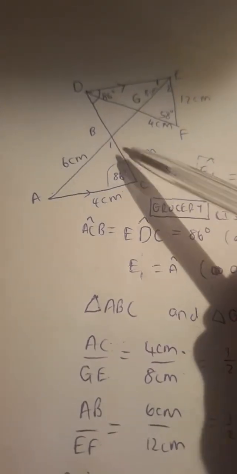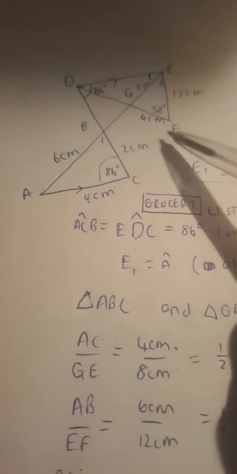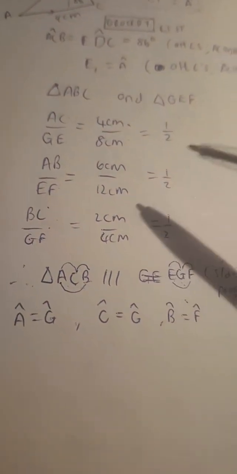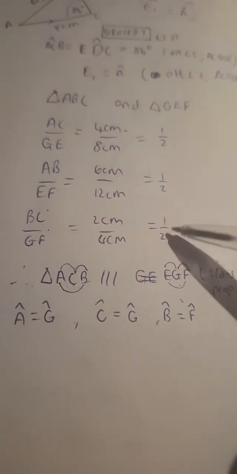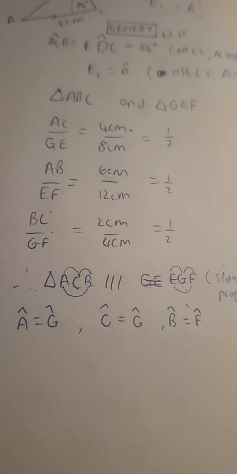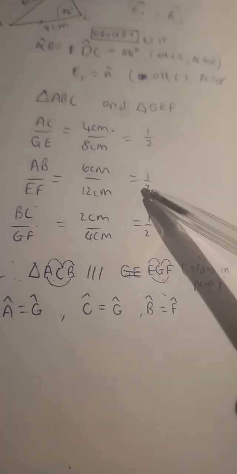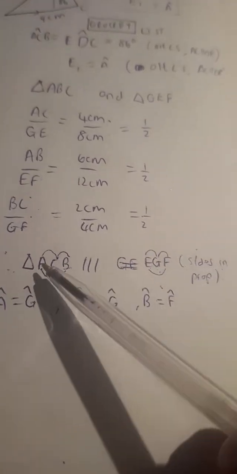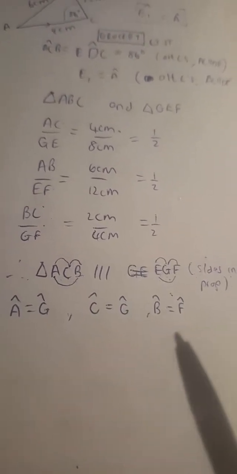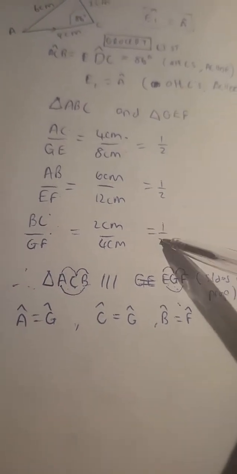BC over GF, which is 2 over... that also gives me 1 over 2. Same ratio, as the similarity suggests. If the sides are in the same ratio or proportion, then we know that the triangles are similar. So then I got the same ratio.